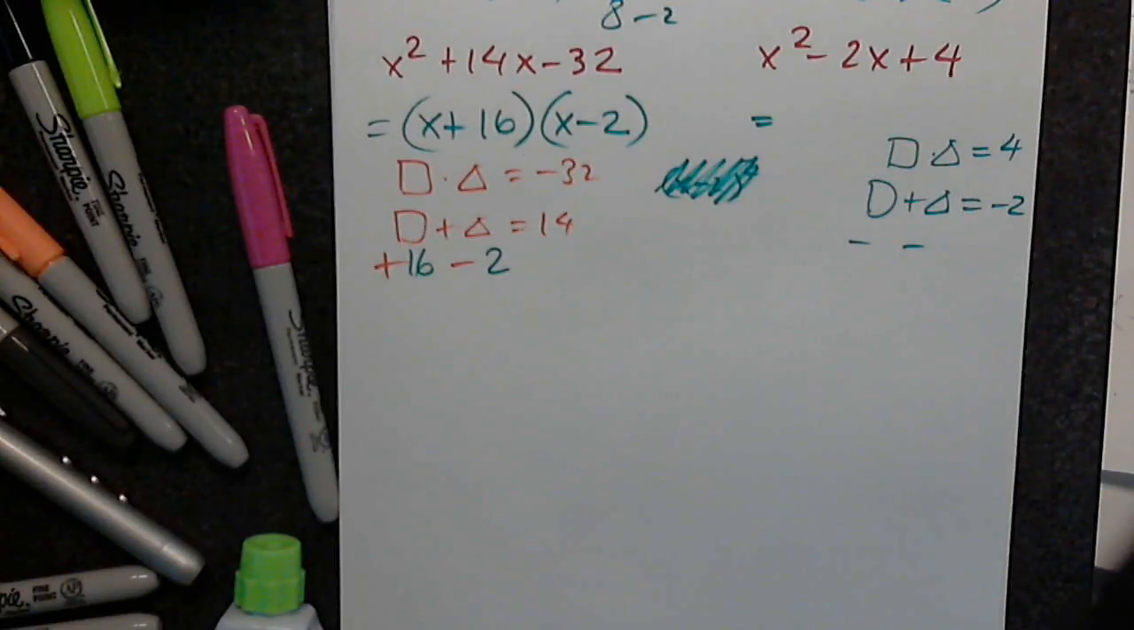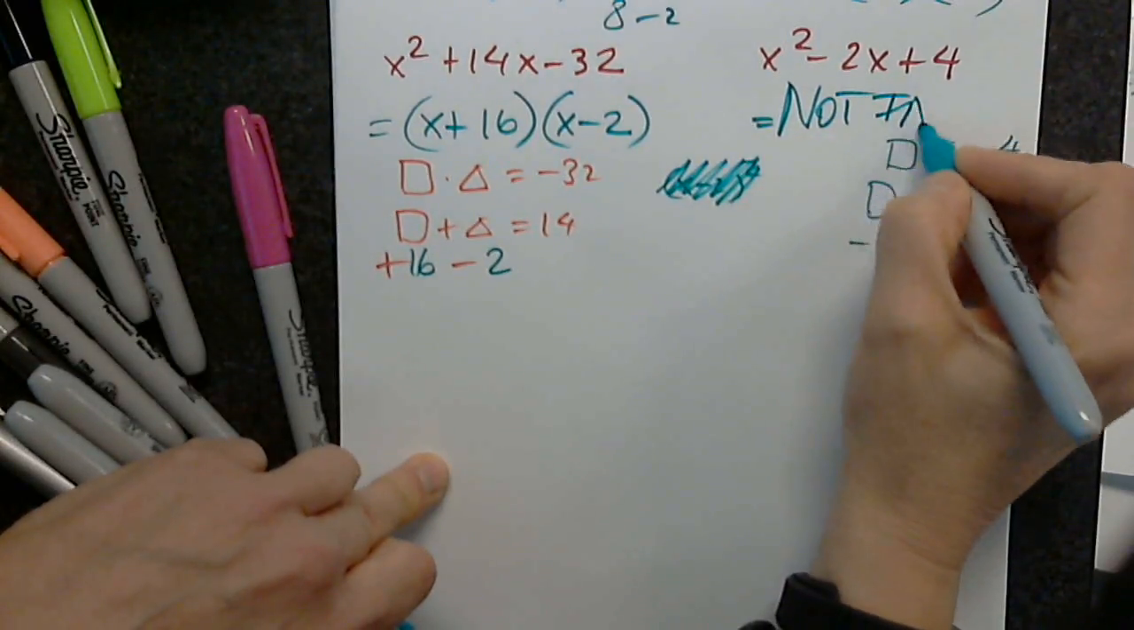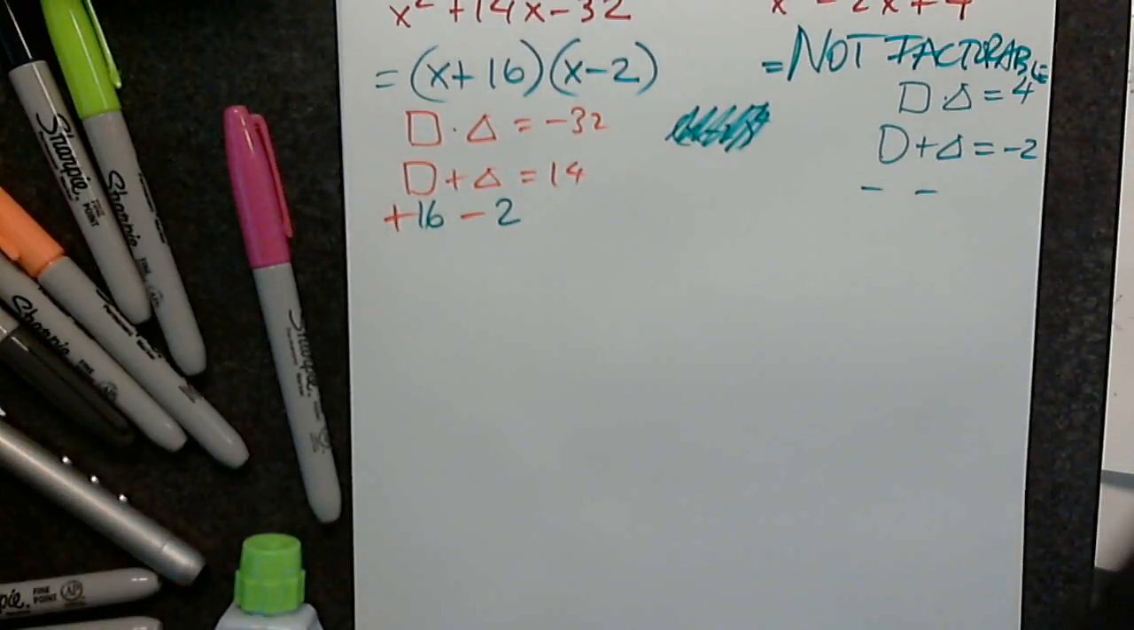So can we find two numbers whose product is +4? And remember, +4 is only 2 times 2 and 4 times 1. There is nothing else. So -2 minus 2, is that -2? -1 minus 4, is that -2? What do you conclude about this? It's not factorable. Good. Moving on. Correct? Yes?